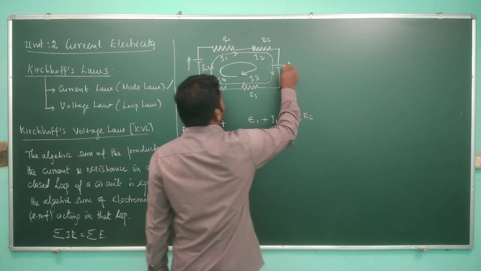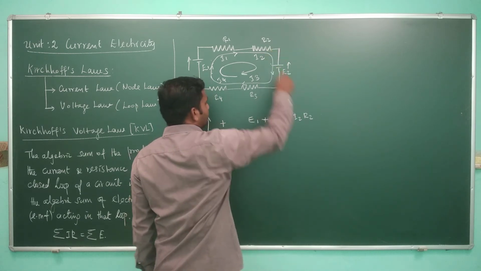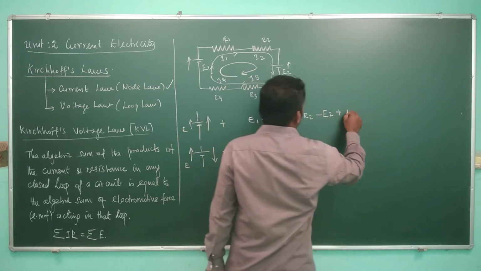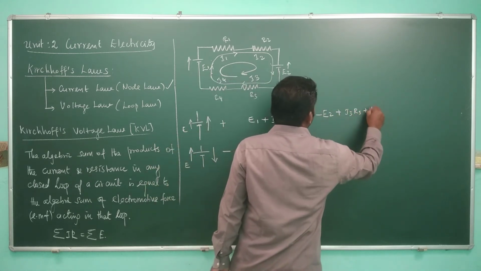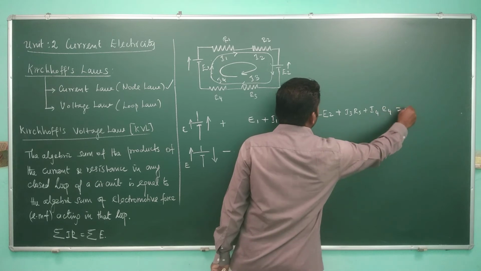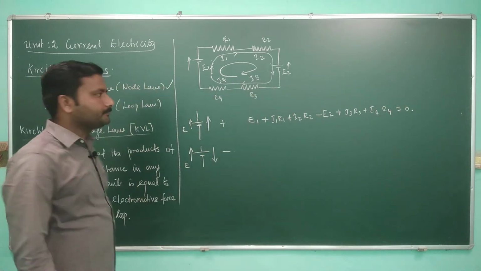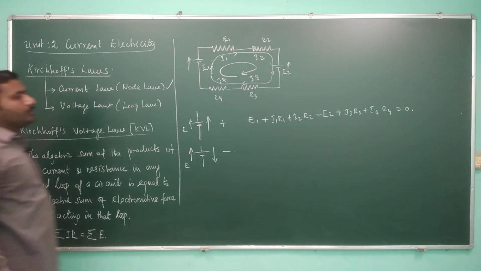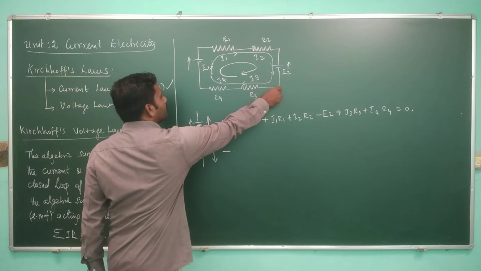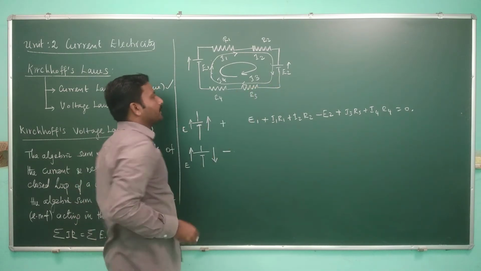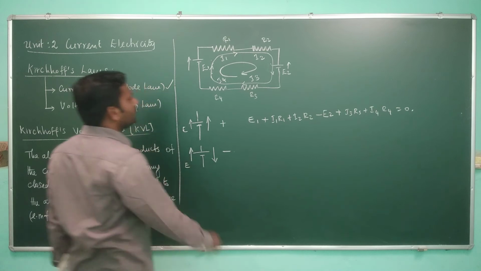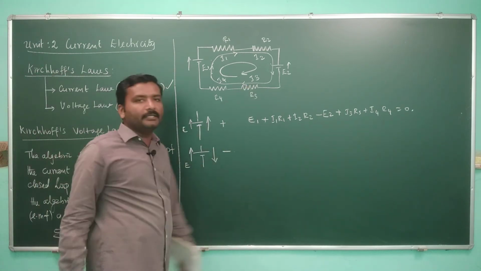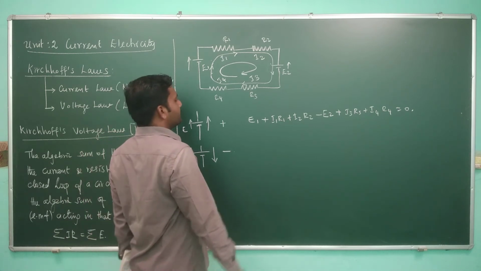What is here? Current direction is upwards while loop direction is downwards, so minus E2 plus I3 R3 plus I4 R4, which is equal to 0. This is the formula. While writing the voltage using the current flowing through the resistor, you can write the equation for voltage as V is equal to I into R. In that case, as the resistor doesn't have polarity, you don't need to put the plus minus symbol for the resistors.